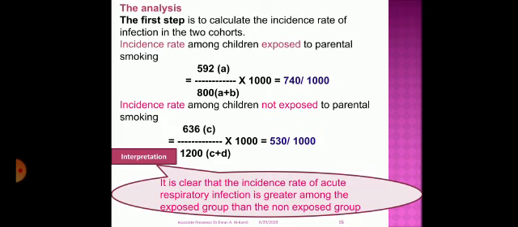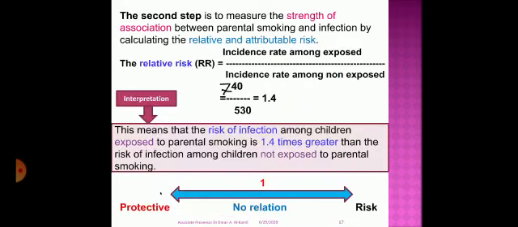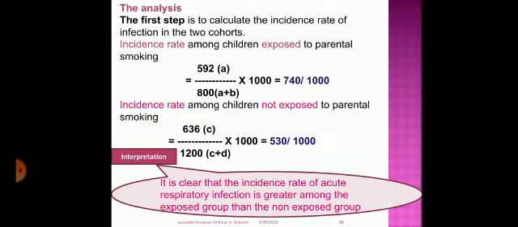which is 636 divided by 1,200 and multiplied by 1,000, and it is equal to 530. So by just looking at the incidence rates, we can see that the incidence of respiratory tract infection among children exposed to the smoking of their parents is higher than the incidence among children of non-smoker parents.